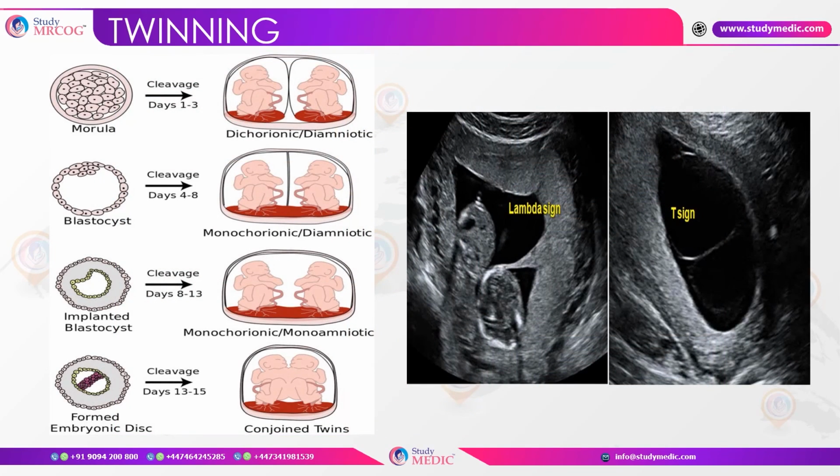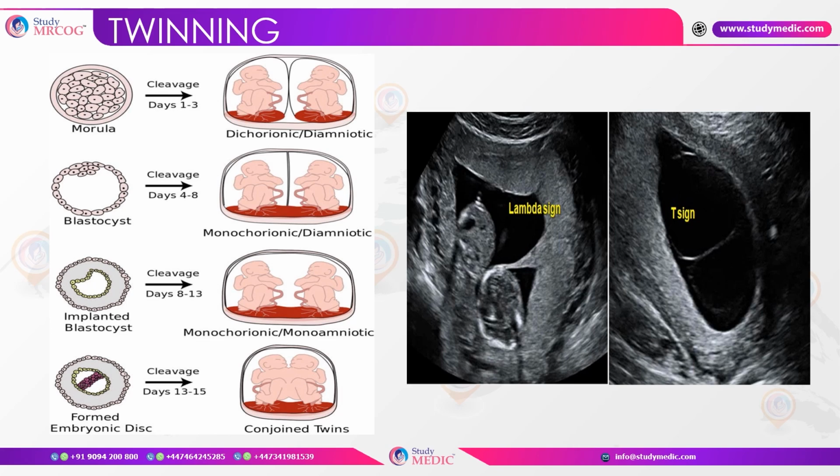Coming to a little bit about twinning. Now, in twinning, we have to know the stages of twinning and also the days of twinning. Coming to the stages, the first is the morula. In the morula, at day 1 to 3, if the cleavage takes place, we have a dichorionic, diamniotic twin. If it is the stage of blastocyst, where the cleavage takes place between day 4 to day 8, we have a monochorionic but diamniotic twin.